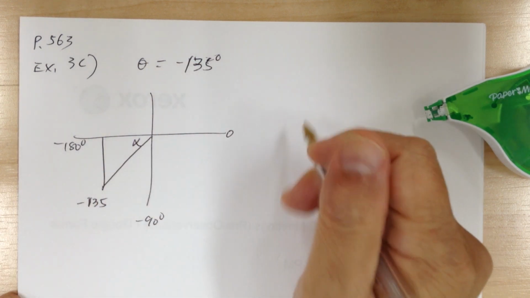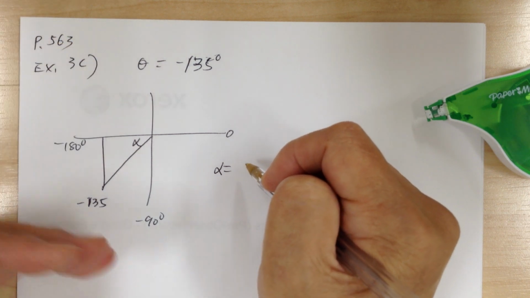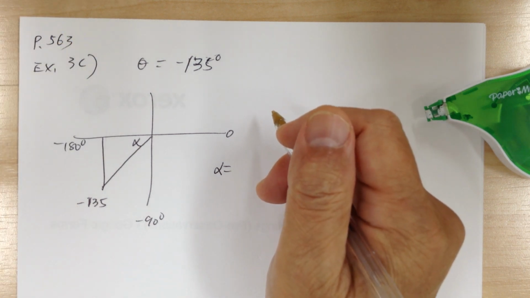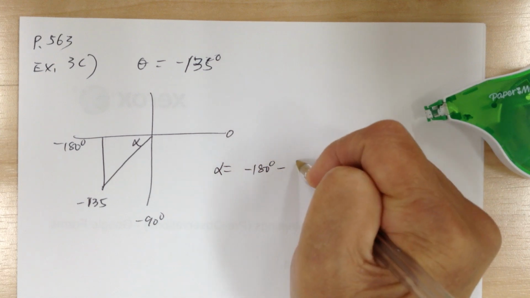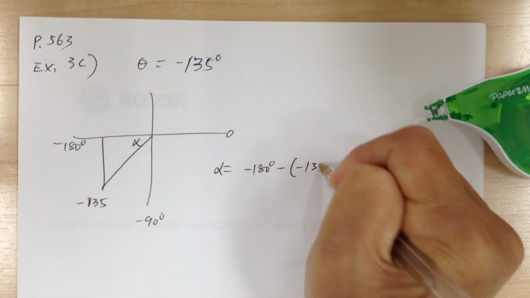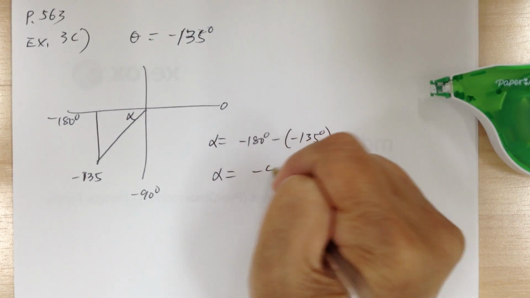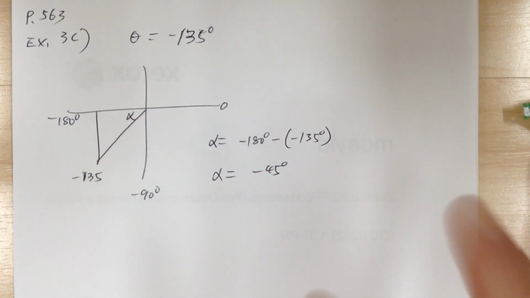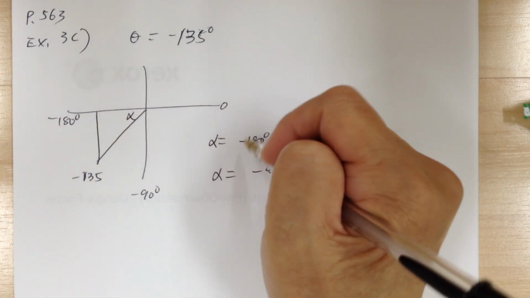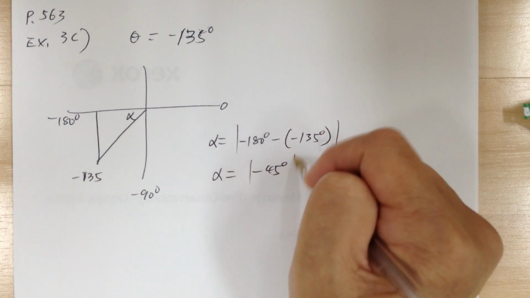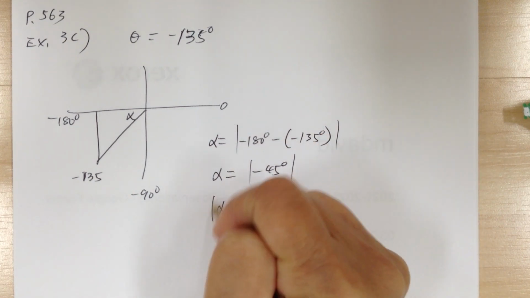So here's your alpha. So in this case, your alpha is going to be, again, use this angle minus this angle. Okay, and so you go to negative 180 minus negative 135, right? And so this one, you're going to end up with negative 45 degrees, right? But what you need to do is take absolute value, okay? Because when you go backward, you have to make an opposite. So just take absolute value, okay? Because alpha is always positive, so equal to 45 degrees, okay?